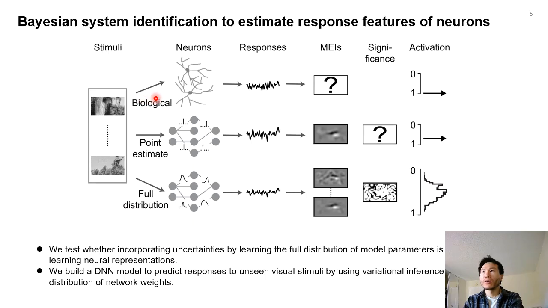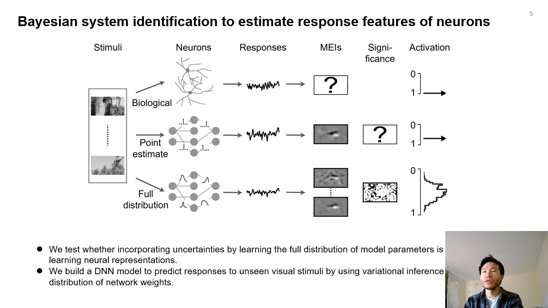Here, the top row is the biological neuron. We want to get the MEIs. The traditional point estimate methods can predict the response and generate the MEIs, but we don't know the statistics of these MEIs. And the Bayesian methods learn the full distributions of the model weights. In this way, we can generate infinite MEIs and compute the significance. So we test whether incorporating uncertainties by learning the full distribution of model parameters is beneficial for learning neural representations.